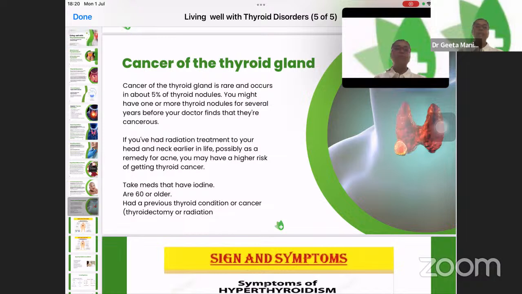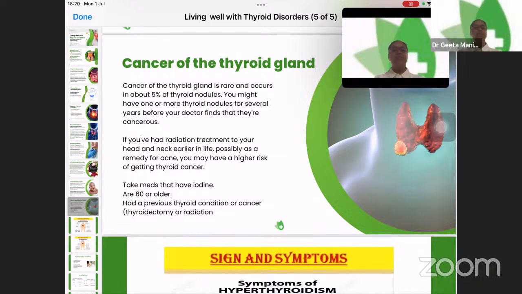If you have had radiation treatment, this is very important. I always tell my patients, if you go for a mammogram, please ask for a thyroid guard. Whenever you are exposed to radiation for mammography, they should have a thyroid guard so that radiation doesn't reach the thyroid, because radiation to the thyroid is known to cause malignancy.